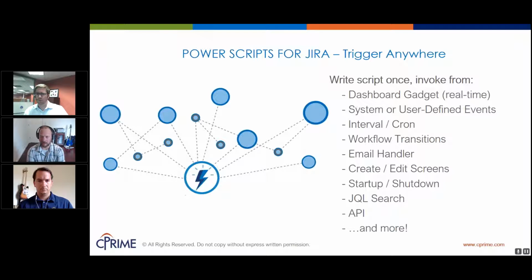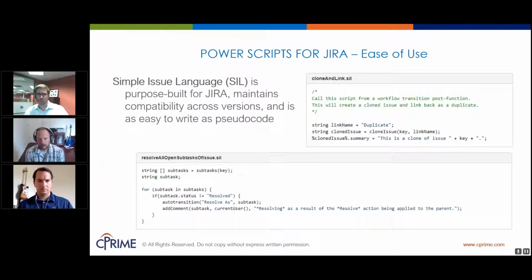The API is very powerful, and we have a JQL search option now with PowerScripts 4.0. As I mentioned a few slides ago, ease of use is one of the main features for PowerScripts. The simple issue language is purpose-built for Jira, and it's easy to write in pseudocode. Here's a couple examples. The code to the right is a clone and link. 3 lines of code replaces a rather expensive add-on.